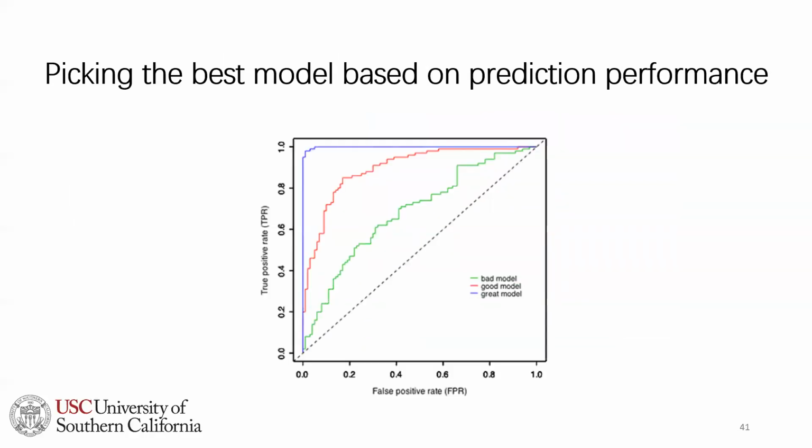So by analyzing the prediction performance, we can then get an idea of what is best suited to our data problem. So the measure of prediction performance we used is the AUC, which stands for area under curve. And so in this case, the curve is the ROC, which is the receiver operating curve. And it balances the true positive rate against the false positive rate.